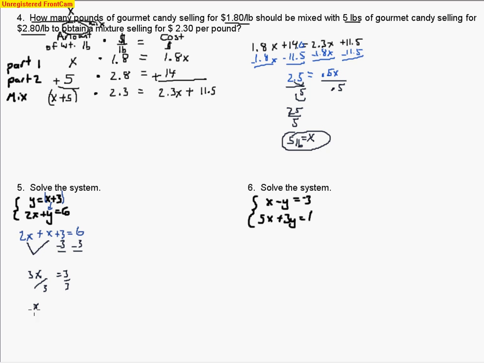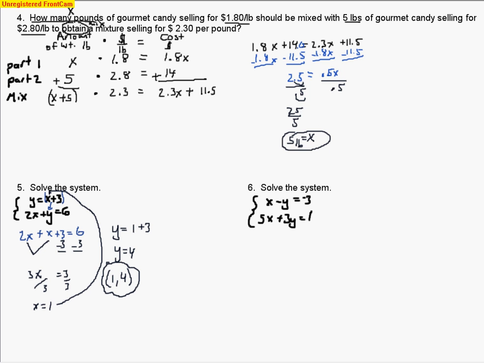But that's not the only answer. Last test I saw some people just leave the answer like that, and they lost some points because they're not finding y. And it's an easy process. All you do is take that 1 and you just put it back in for x, and then you get your answer. So y equals 1 plus 3, which is 4. There it is. 1 comma 4. That is the answer.